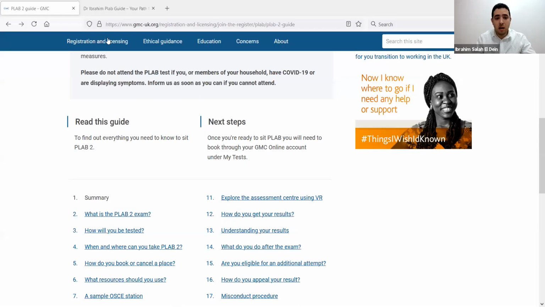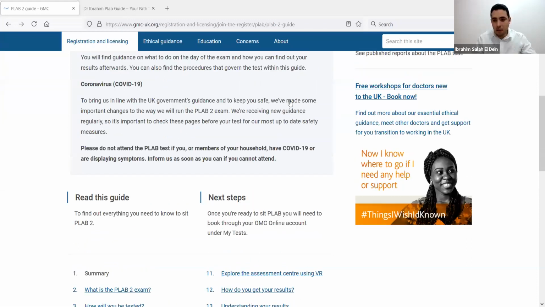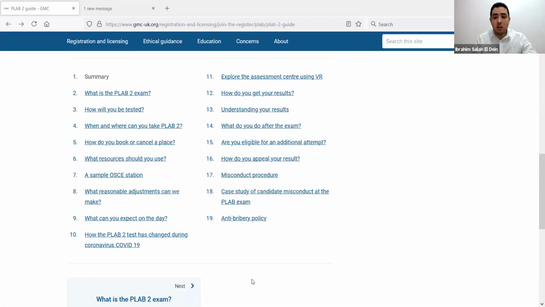So this is the GMC website. Just write down on Google PLAB 2 exam GMC. Okay, so you will see what the PLAB 2 exam is. Every single detail is here on the website. And believe me, if you stick to this explanation, you will pass this exam with a high score. It is not only about passing the exam; it is to get a high score in each step. And you will make your journey very easy.